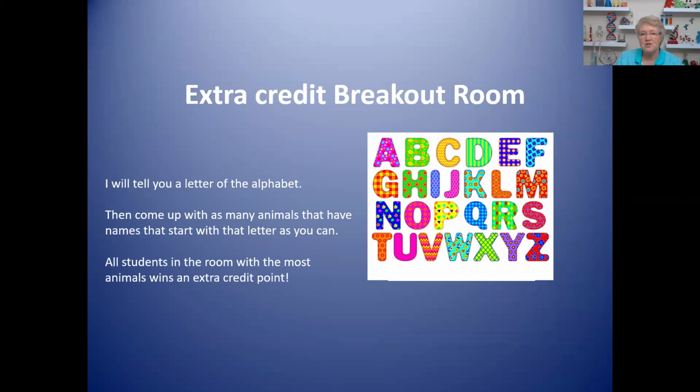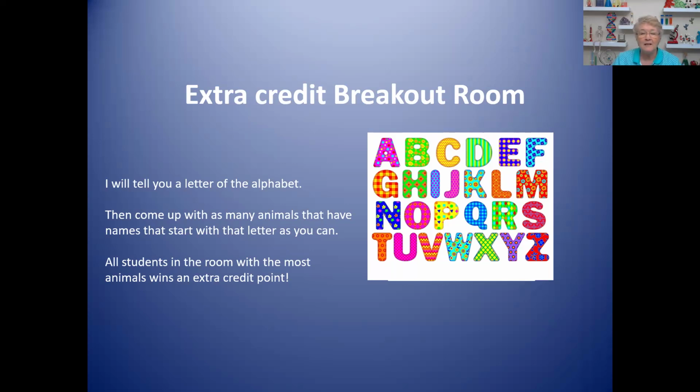Let's do 3 breakout rooms. And you're going to come up with as many animals that have names that start with that letter as you can. You're only going to have about 3, maybe 4 minutes to do that. And then I will call you back when it's time. So I'm going to do 3 breakout rooms. Sorry, I'm having trouble finding them. There they are. So we'll do 3 breakout rooms.